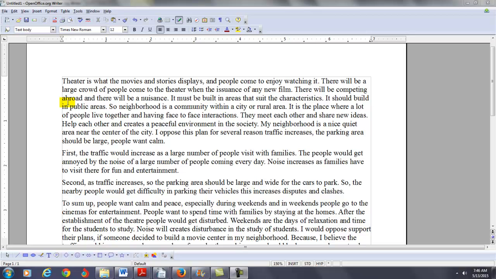So I just read your essay, and this is pretty difficult, I'm going to be honest with you. Your organization is a little bit unusual. It doesn't follow the logical pattern of organization, what we call general to more specific type organization. In the beginning, for example, there will be a large crowd of people come to the theater with the issuance of any new film.